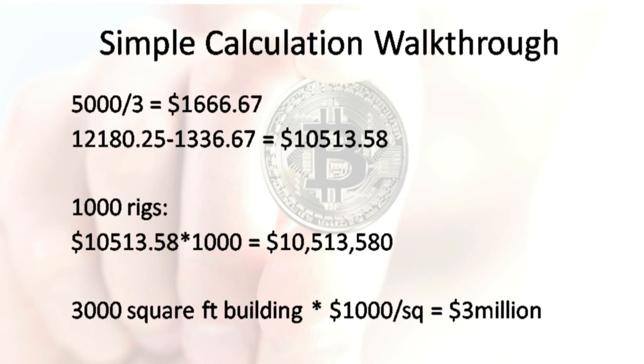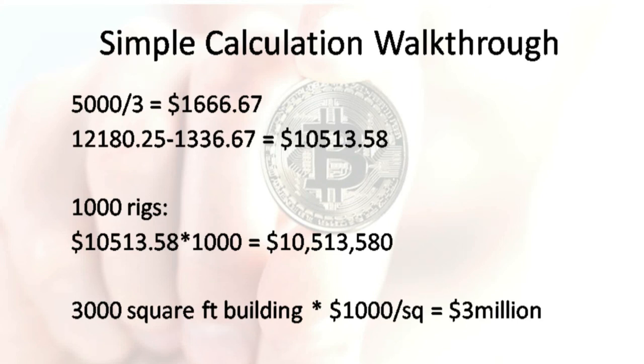So when you do that, you know that your profit from the online calculator is 12,180.25. You just subtract the 1,666.67 from it, which equates to $10,513.58. So that would be your yearly overall profit when you assign the yearly usage cost of that rig to your profit.